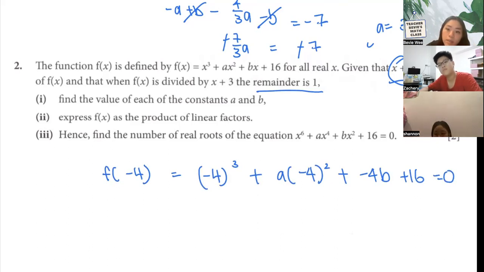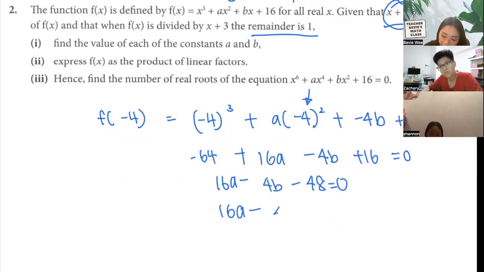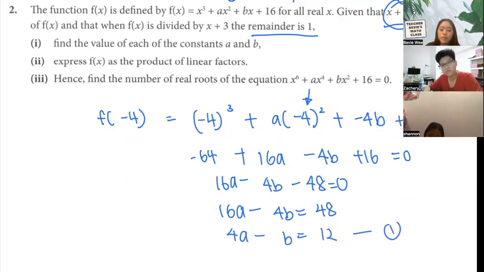So minus 4 times minus 4 times minus 4. If you're not very sure, press your calculator. It's negative 64 plus, this is a positive value, 16a minus 4b plus 16 equals 0. I'm going a bit fast for this, simultaneous is lower sec work. Minus 48 equals 0. I shift it over, and divide by 4 throughout. Shouldn't have any issues for this.